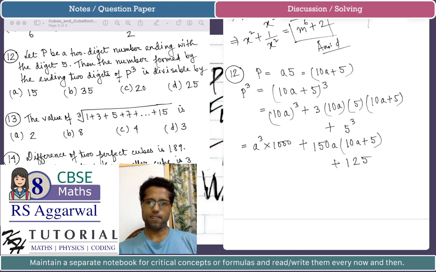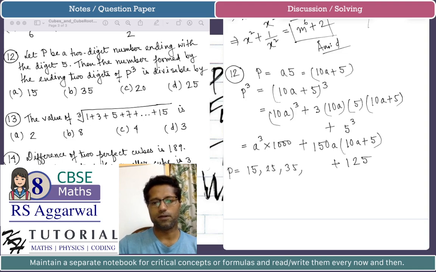Well, now it will be difficult, at least I am not sure how to solve this problem algebraically, but since P is a two digit number ending with 5, what are the possibilities of the number P? P can be 15, or it can be 25, or it can be 35, and so on, up to 95. These are the possibilities of a two digit number ending with 5.